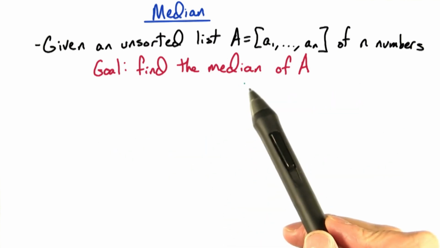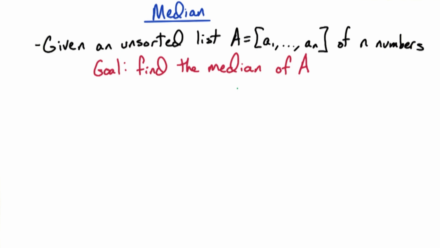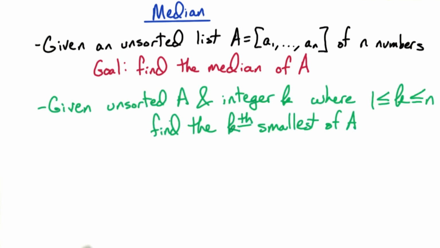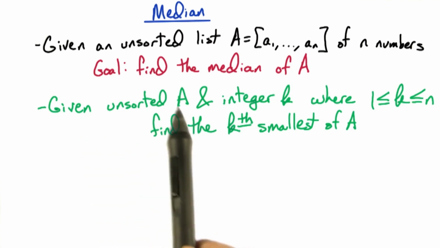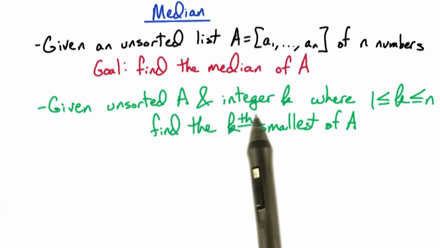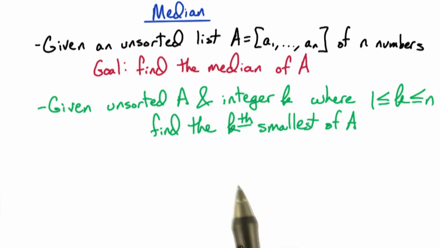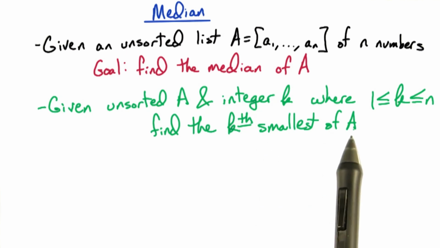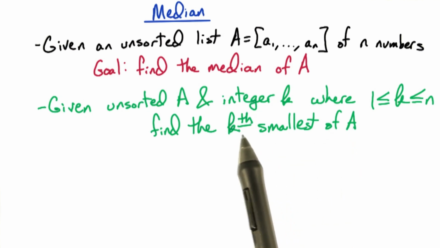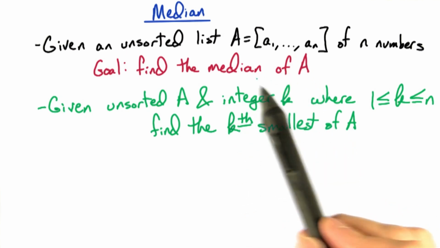It'll be useful for us to solve a more general problem. Instead of finding the median element, we want to find the k smallest, where k is an input given to us. More specifically, we're going to look at the following problem. We're given an unsorted list A, just as before, and we're also given an integer k between 1 and n, and our goal is to find the k smallest of A. If we set k equal to n over 2, then that'll be the median.